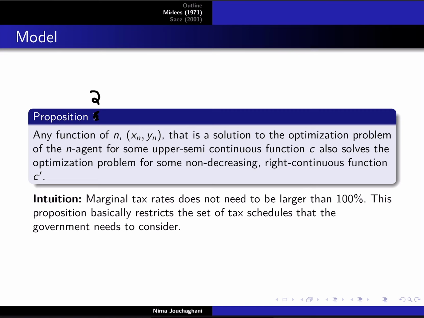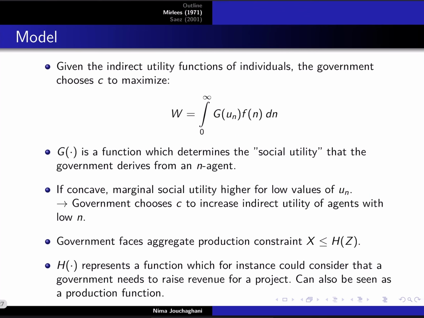So this is something which you might be familiar with if you had a course on mechanism design. Because in mechanism design, what you typically try to do is simplify the optimization problems that you have there by restricting the set of functions that the mechanism designer needs to consider. And here it's, of course, not in the language of mechanism design, but basically it's the same thing. So we do not need to consider the potentially very large set of tax functions, but we can restrict ourselves to tax schedules where the marginal tax rate is between 0 and 100%. Yeah, so this is the intuition of proposition 2.